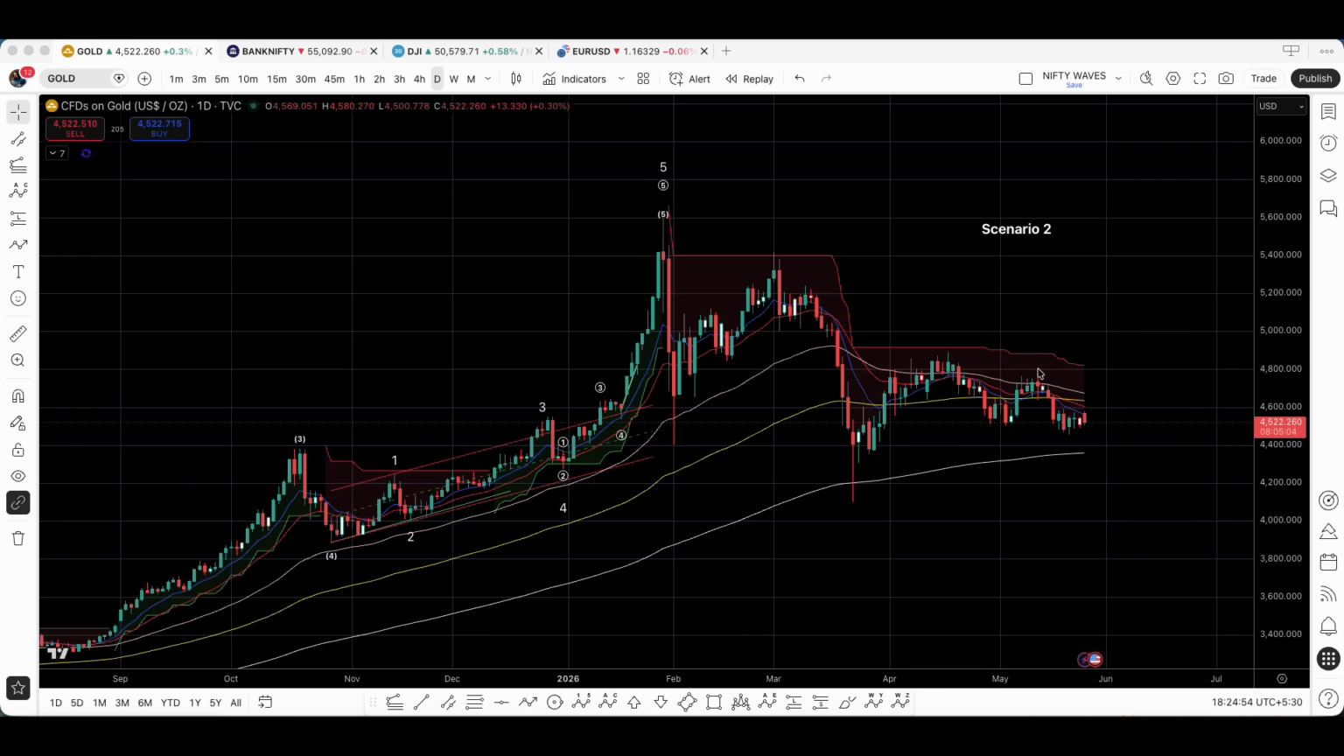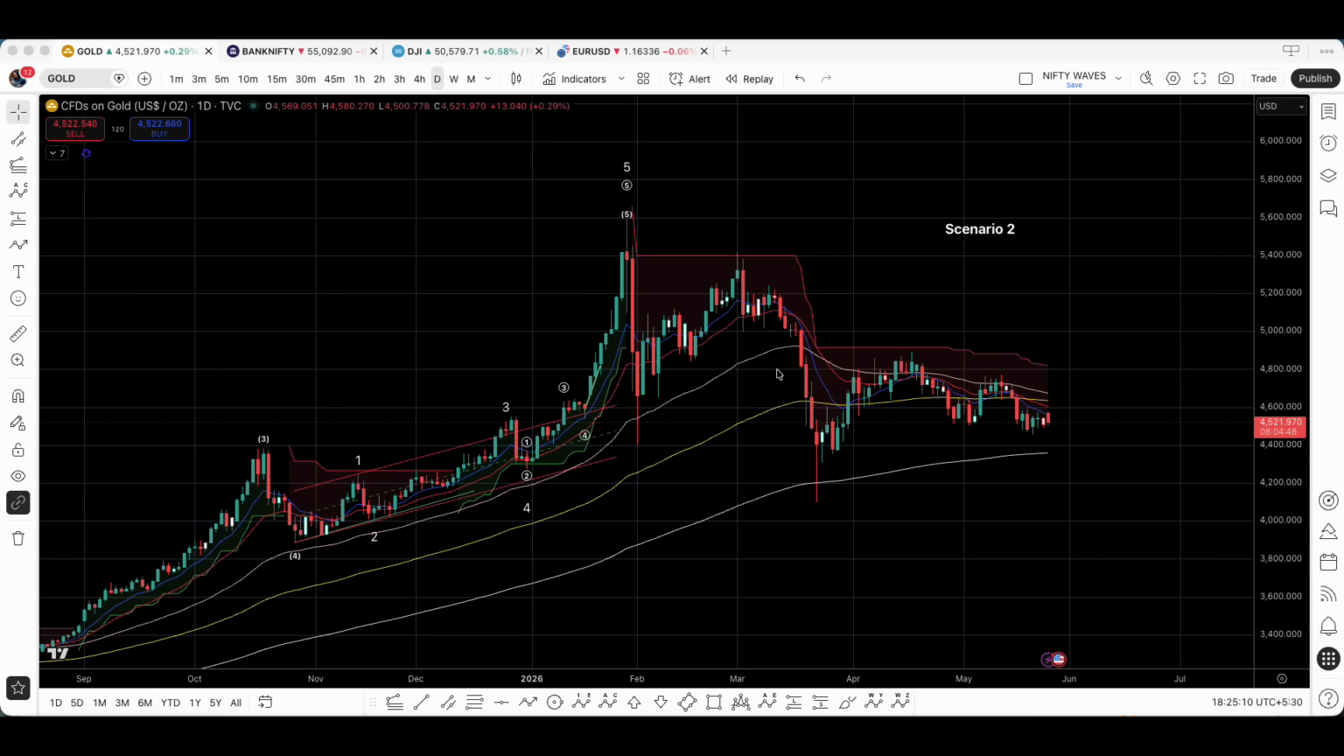I just thought I would quickly run through one of the more complicated scenarios that we're looking at for gold. Unfortunately, the chart is not as clean as we would have liked. So this is one of the scenarios that we're looking at to see how exactly the price structure is going to play out overall. This is just on the daily chart. So let's just have a quick look.